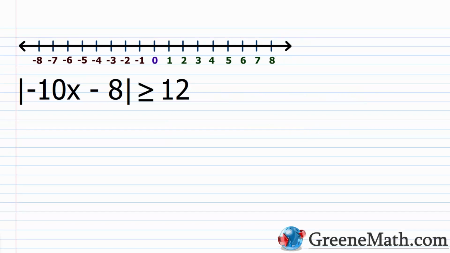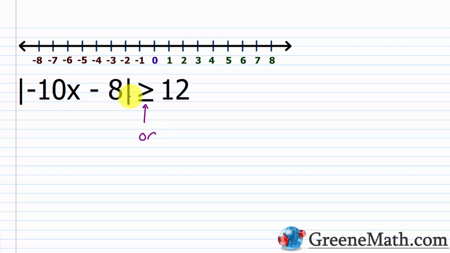All right, let's take a look at another one. So we have the absolute value of negative 10x minus 8 is greater than or equal to 12. So again, I'm looking at a situation with a greater than. Doesn't matter that it's a greater than or equal to. It's just going to change the notation a little bit. If I have a greater than involved, or greater than or equal to, it's a compound inequality with or.